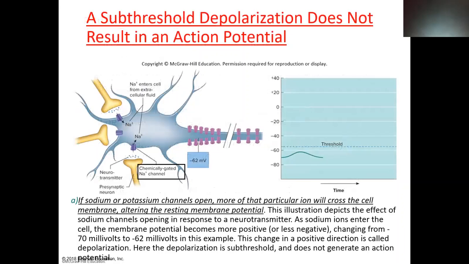So whenever we're looking at this picture here, what I want you to notice is you can see these are your chemically gated channels that we talked about. Remember, the chemically gated channels are on the dendrites and they're on the cell body. And what's happening is you have this neuron.